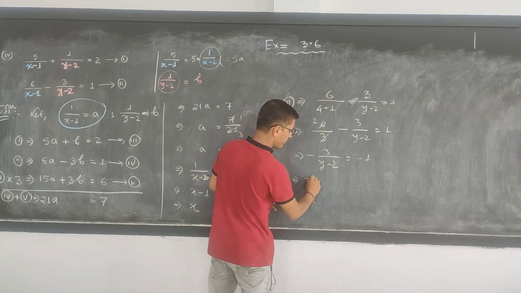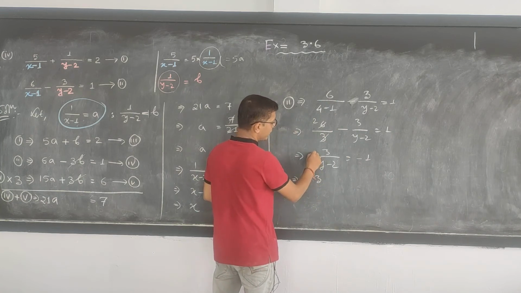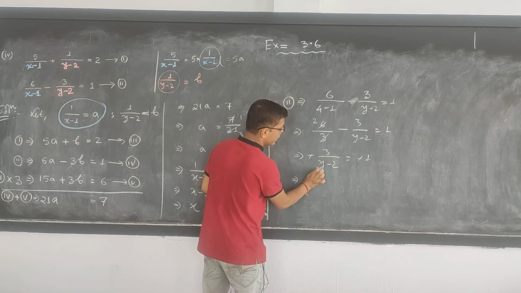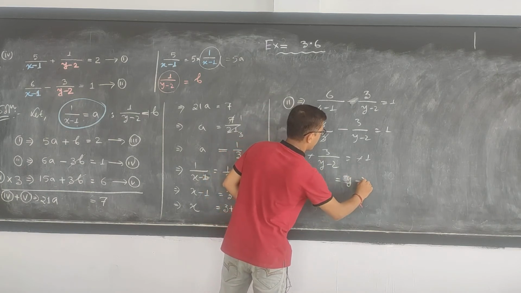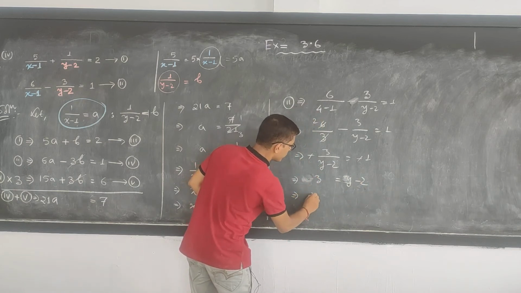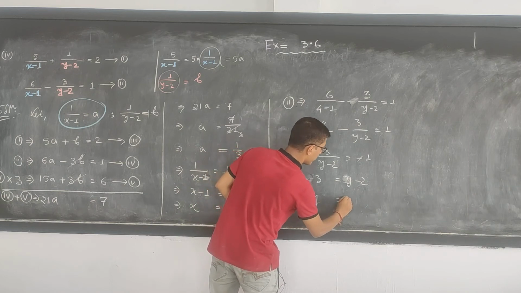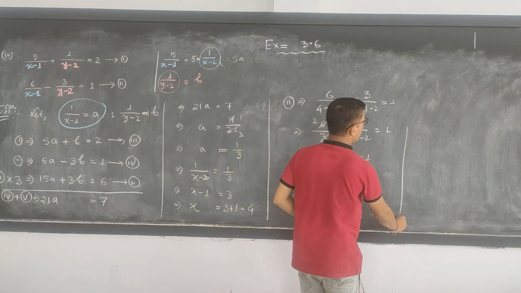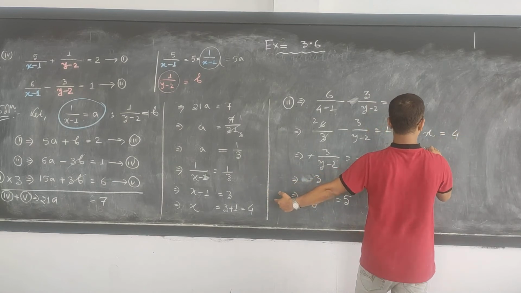Cross multiply it, then it will become minus 3, or this negative sign you can cancel it, let it be. Then it will be y minus 2. Minus 2 you bring this side, y equals to, minus 2 comes this side, plus 2, 3 plus 2 is 5, so y equals to 5. So ultimately we have the value of x, therefore x equals to 4 and y equals to 5.